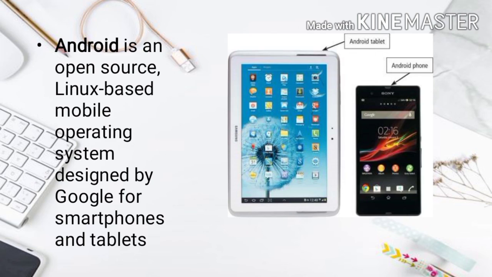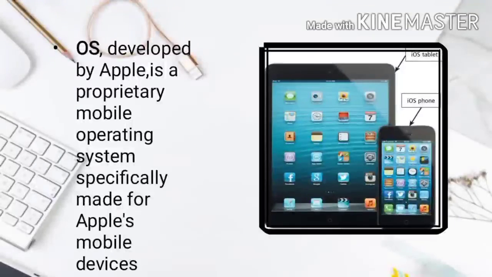iOS, developed by Apple, is a proprietary mobile operating system specifically made for Apple's mobile devices. The OS learns how to update the software on your device and allows important background updates to the latest version. These OSs can update other apps or other documents.